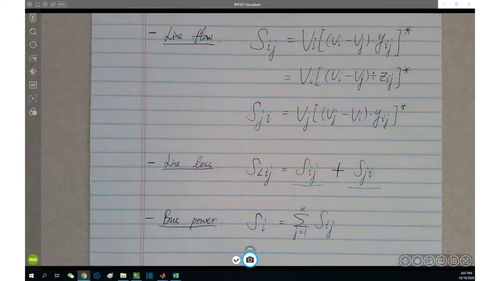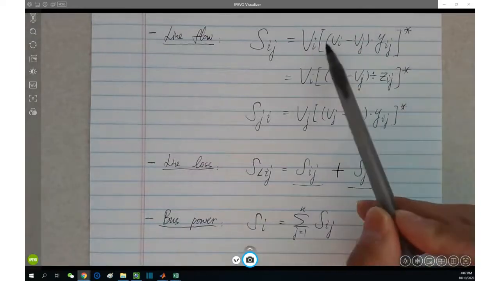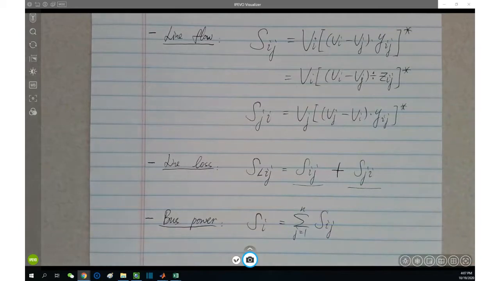Bus power: just sum up all of the Sij, j from 1 to n, up to how many other buses are connected to the bus I. These are the formulas we need to apply. Nothing new at all, because this is nothing but V times I conjugate, which we had back in module 2. Based on which we can do an example.